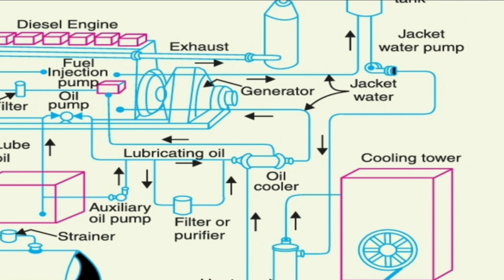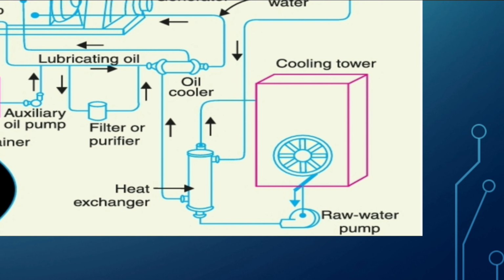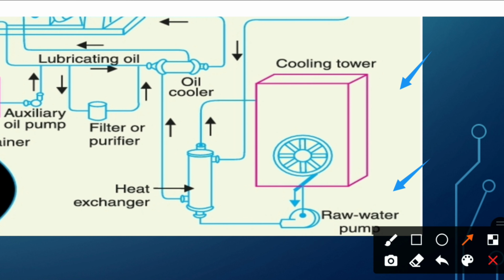Cooling system. The heat released by the burning of fuel in the engine cylinders is partially converted into work. The remaining part of the heat passes through the cylinder wall, piston, and rings, and may cause damage to the system. In order to keep the temperature of the engine parts within the safe operating limit, cooling is provided. The cooling system consists of cooling tower, water pump, and water sources.